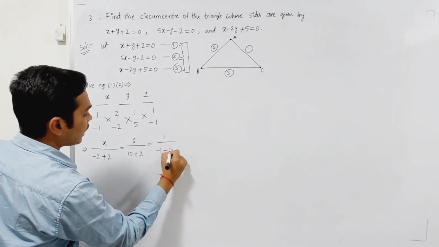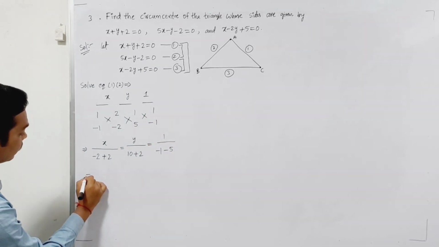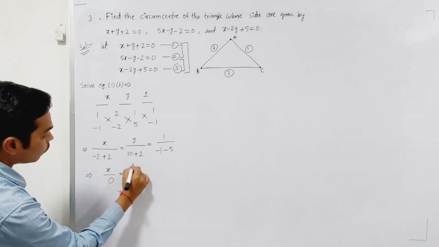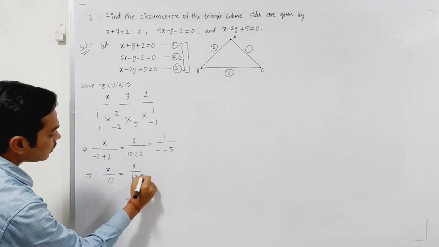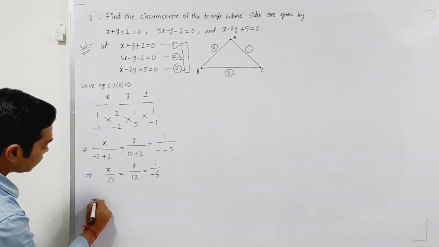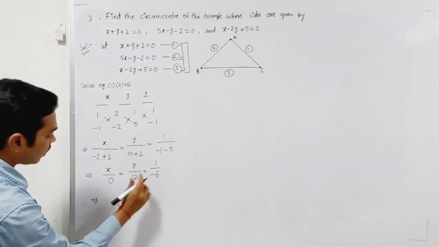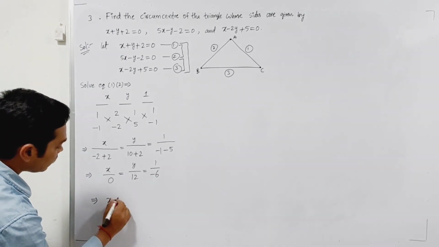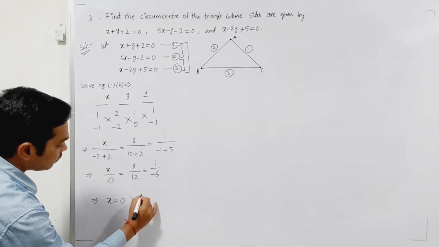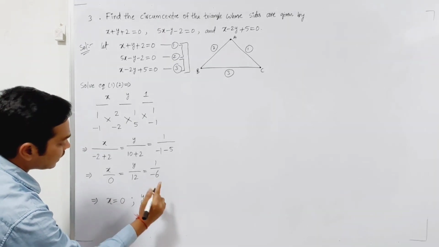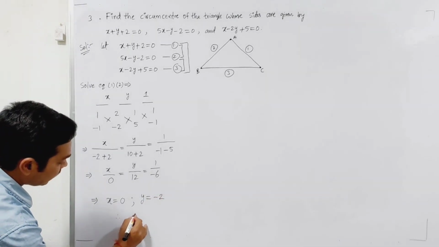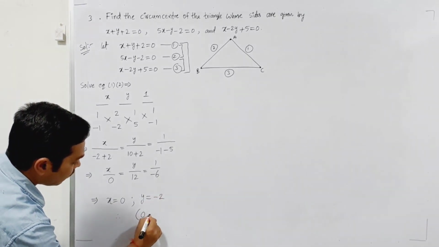Minus 1, minus 5. Now simplify. x by 0 equal to y by 12 is equal to 1 by minus 6. That implies equating the first term and third term, we get x is equal to 0 by minus 6, that is 0. y is equal to 12 by minus 6, that is equal to minus 2. Therefore, here x comma y is 0 comma minus 2.